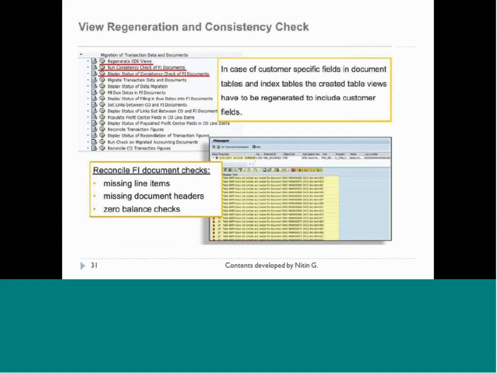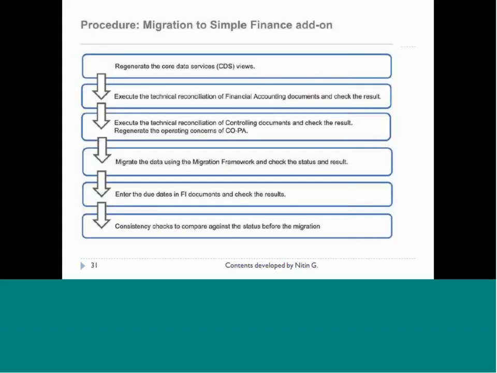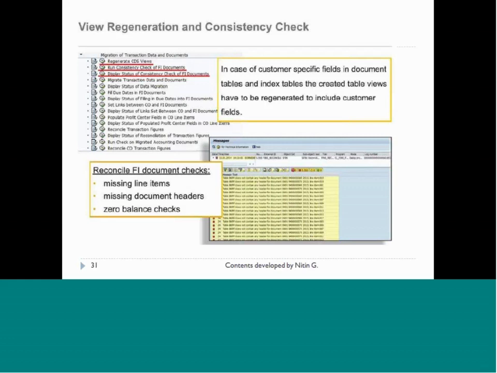In case of a customer specific field in document tables and index tables, the created table view would have to be regenerated to include customer fields. So what happened is, for all the tables, SAP generates the CDS views. What is CDS? Core data services views. It is basically, in HANA, views for speed and all those purposes. SAP has given this term, CDS views mostly.